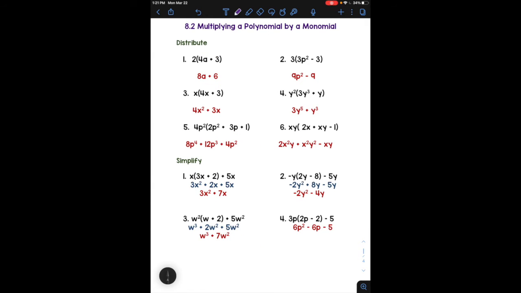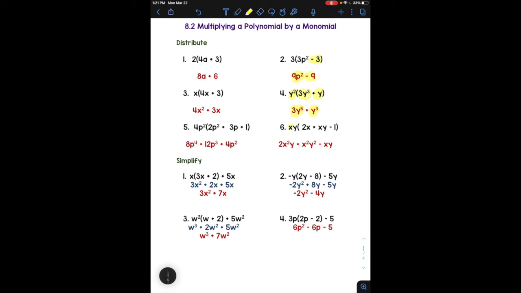Here are your answers for the even problems of our first page of our notes. Problem number 2, we're distributing 3. 3 times 3p squared is 9p squared. 3 times negative 3 is negative 9. Distributing the y squared times 3y cubed, we'll get 3y to the 5th. Y squared times y is y cubed.